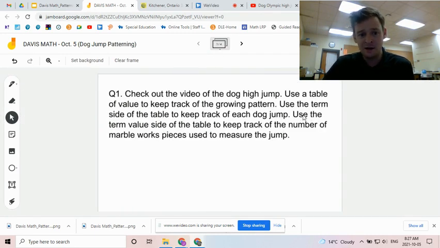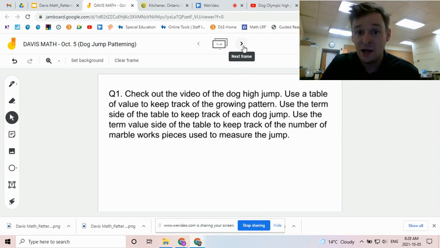Now the other side of the table, it says use the term value side to keep track of the number of marble works pieces used to measure the jump. You may or may not have to be a child in the 1990s to know what marble works are. So I will show you.